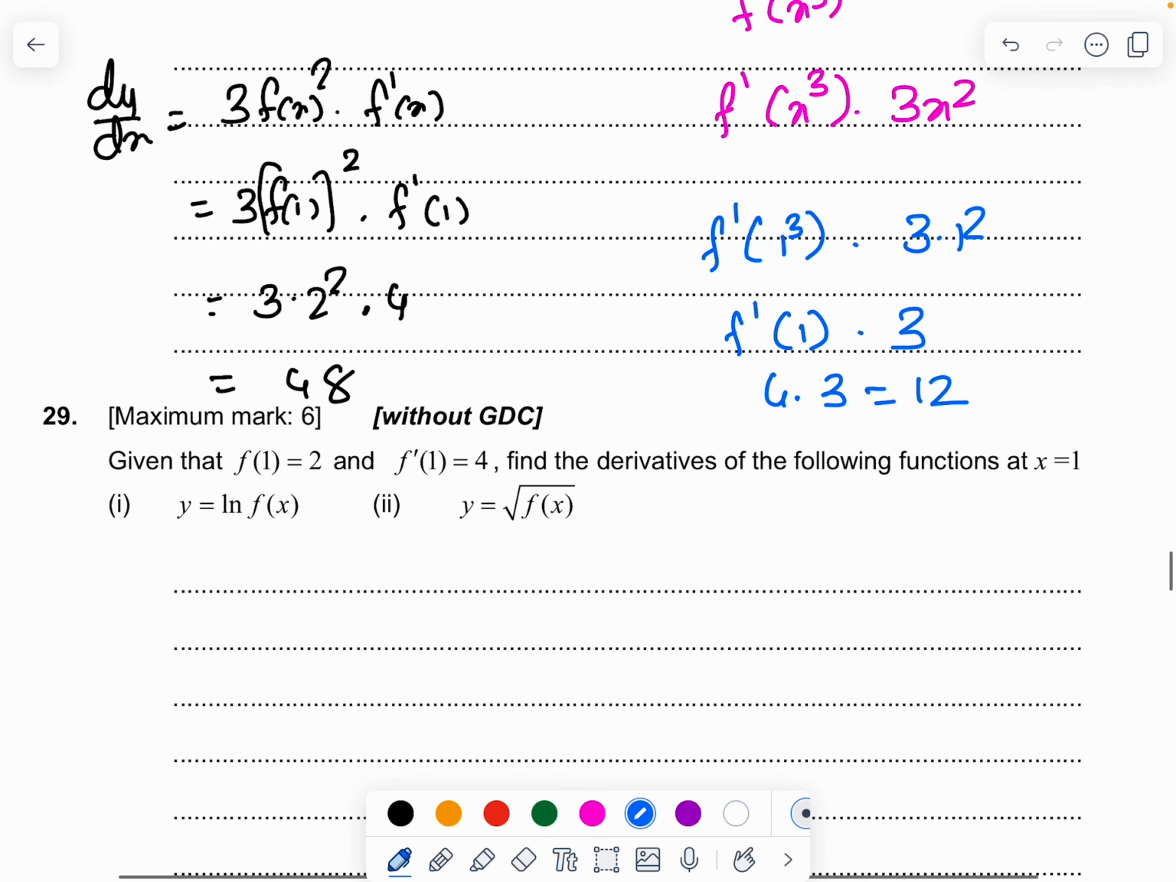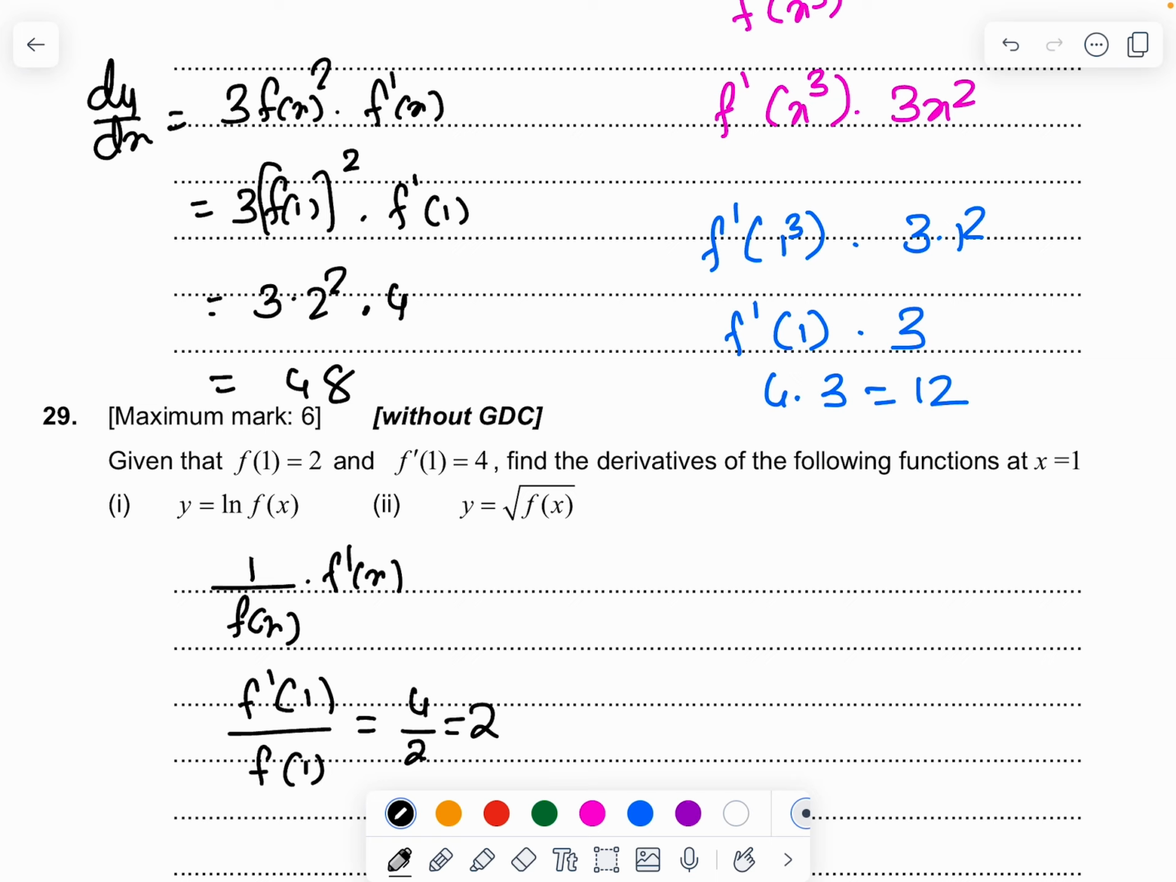Now f of 1 is 2, f prime of 1 is 4. Find the values of this one. So ln f of x derivative is 1 upon f of x. F of x derivative is f prime of x. So it becomes f prime of 1 divided by f of 1. F prime of 1 is 4, and f of 1 is 2. So 4 divided by 2 is 2.